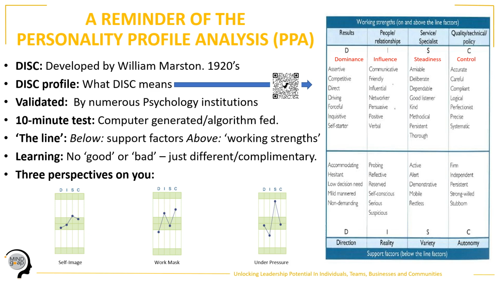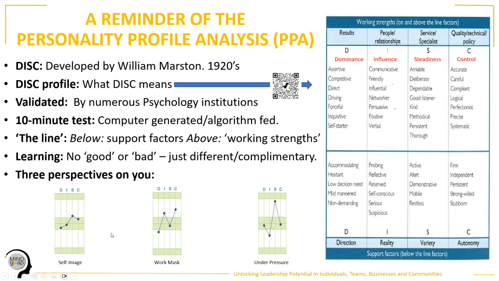And if you remember, we tell that story through the perspective of 3 lenses down the bottom here. Your self-image, what you're like at your most relaxed, maybe the core part of your personality is self-image. Work mask, what happens when you come to work? You can see this individual as an example here changes reasonably significantly at work.